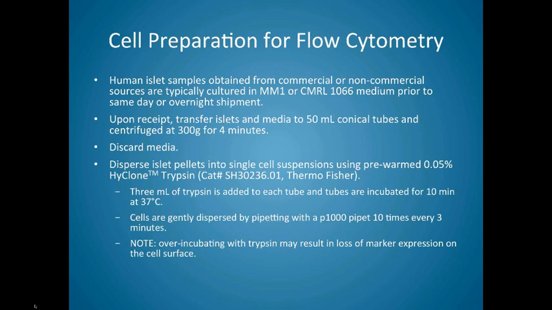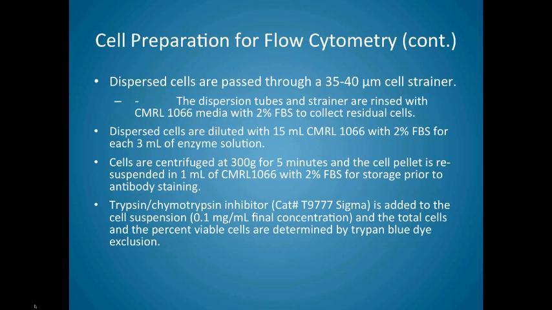And again, just wanted to emphasize that over-incubation with the trypsin can result in loss of some of the markers from the cell surface. This dispersed cells, we try to get them to the point where there's not many clumps, but there's always something there. The dispersed cells are then passed through strainers of 35 to 40 microns, and then those dispersed cells are rinsed with media again, and then with 2% fetal bovine serum. That's used to collect the residual cells in the tube, and then that media is also added to the dispersed cells.